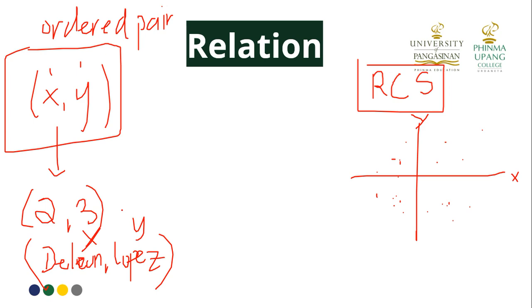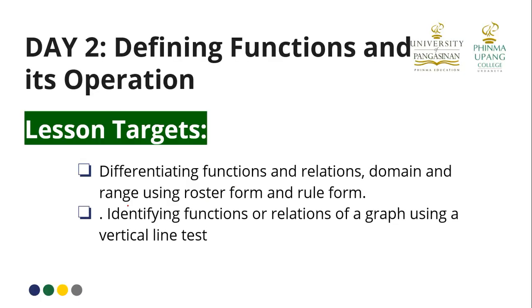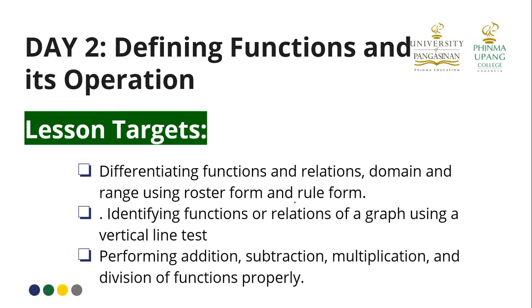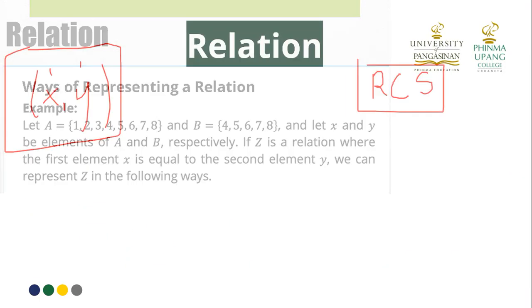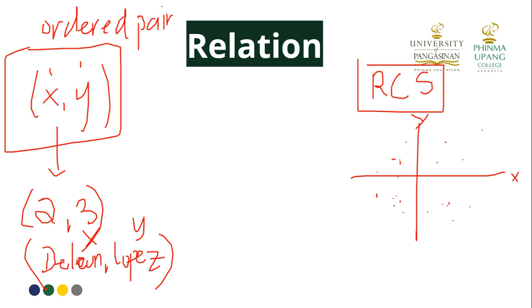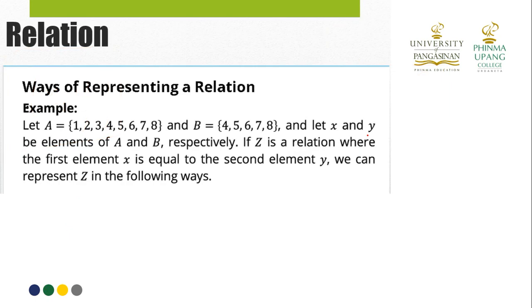It says in the lesson objectives, we'll go back to the objectives, roster form and rule form. Those are the 2 ways on how to represent a set. But for me, there are 5. Okay? So once again, a relation is an ordered pair that can be written in many forms. And generally, there are 5 of them. And this is number 1. So we have ways of representing a relation.